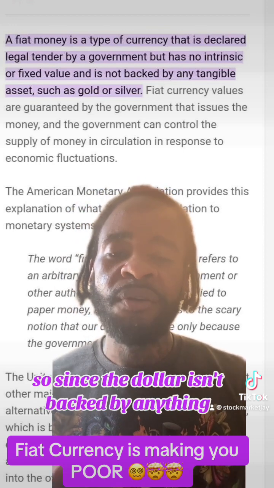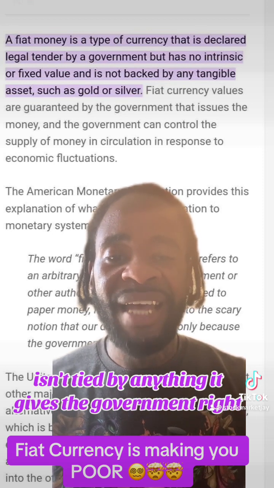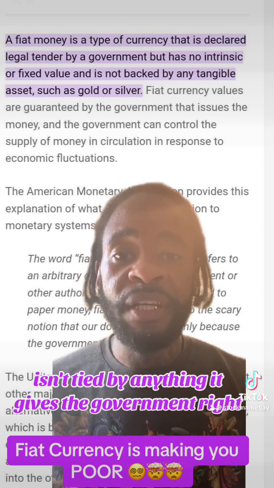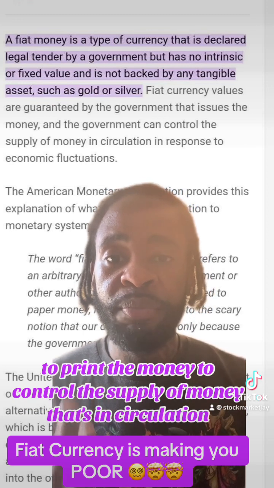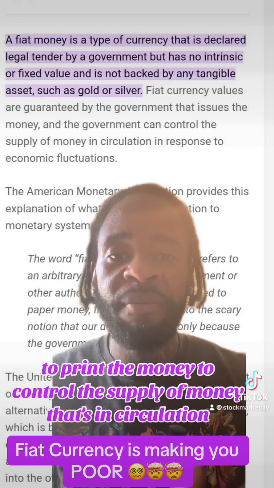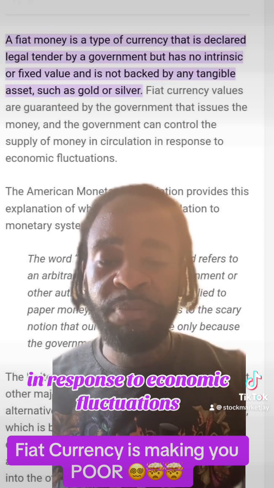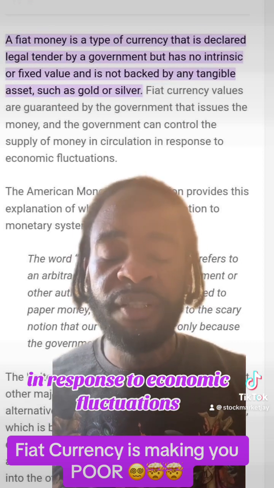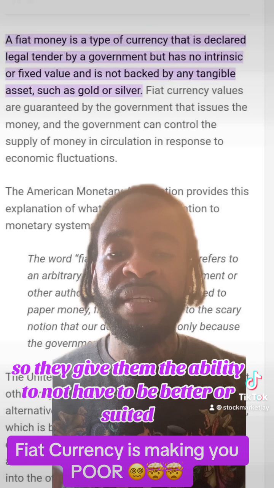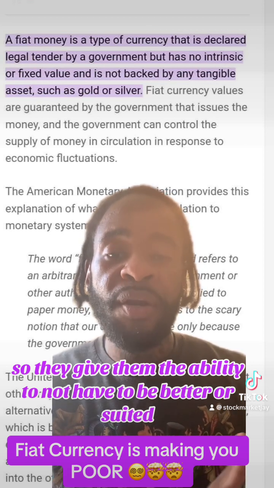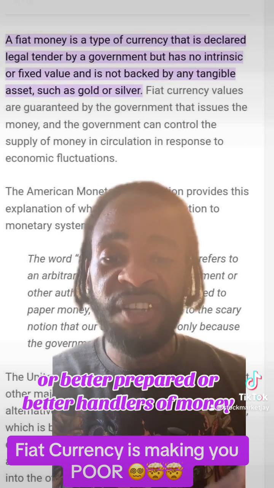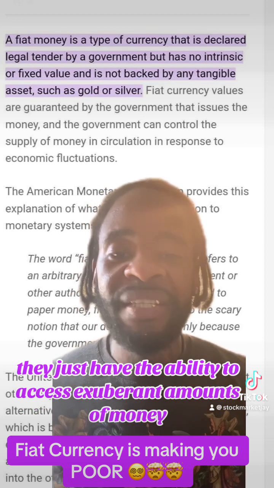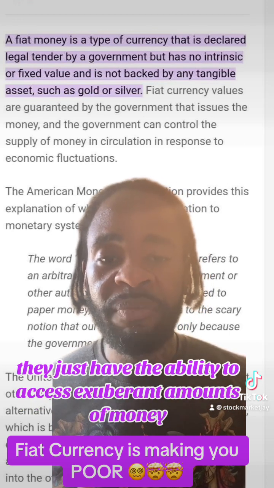So since the dollar isn't backed by anything, it isn't tied to anything, it gives the government, right, the ability to print the money, to control the supply of money that's in circulation in response to economic fluctuations. So it gives them the ability to not have to be better suited or better prepared or better handlers of money. They just have the ability to access exuberant amounts of money when they need to.